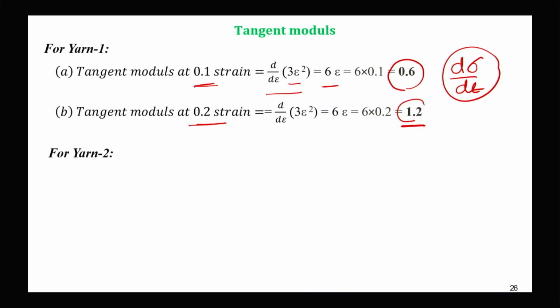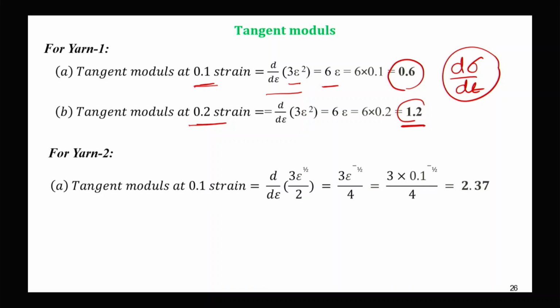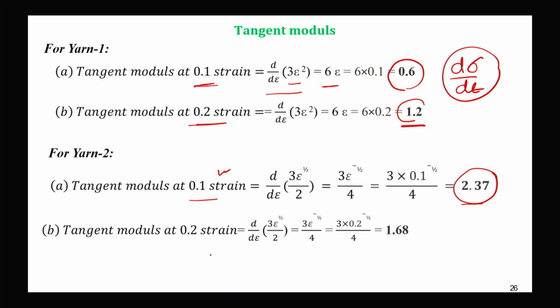For yarn 2, you can see the tangent modulus at 0.1 strain is 2.37. We simply differentiate and then we get the tangent modulus for 0.1 strain, and for 0.2 strain it is 1.68. So as the strain increases, the modulus decreases.